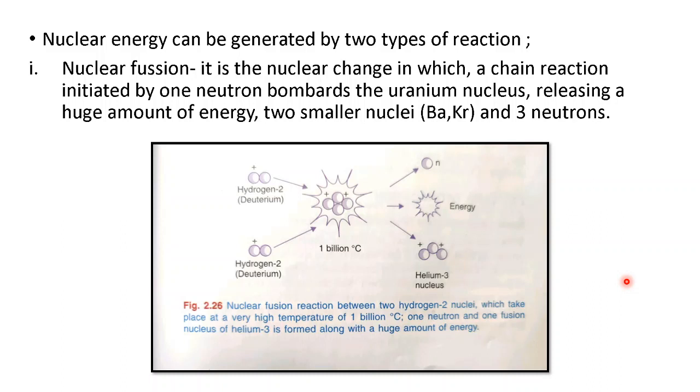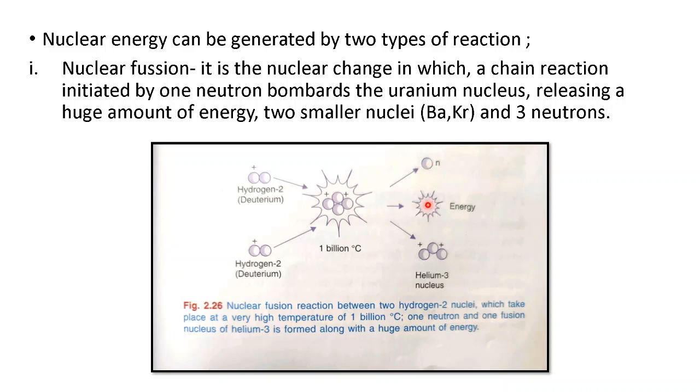Okay, as in the picture you can observe, there is deuterium, a hydrogen derivative. That means it is an isotope of hydrogen, and by the fusion it forms helium. If we see the atomic number, hydrogen with three is helium, two is deuterium. By this process one neutron is eliminated or produced and energy is formed.